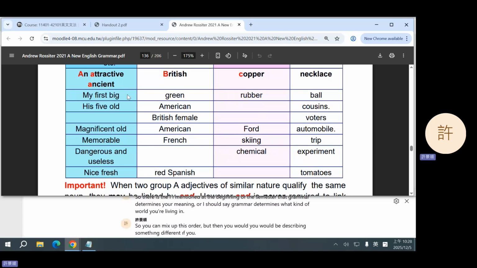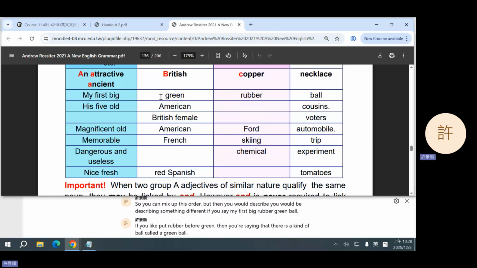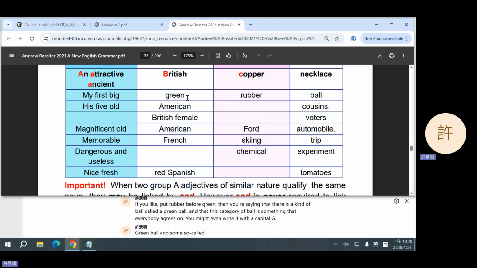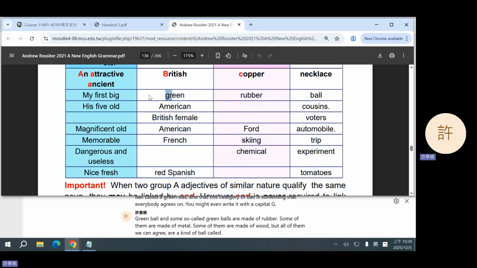If you say my first big rubber green ball, if you put rubber before green, then you're saying that there is a kind of ball called a green ball, and that this category of ball is something that everybody agrees on. You might even write it with a capital G, green ball. And some so-called green balls are made of rubber. Some of them are made of metal. Some of them are made of wood. But all of them, we can agree, are a kind of ball called a green ball. So if you mix this order, you're not just making a mistake, you're creating a whole new category of object, or of noun.